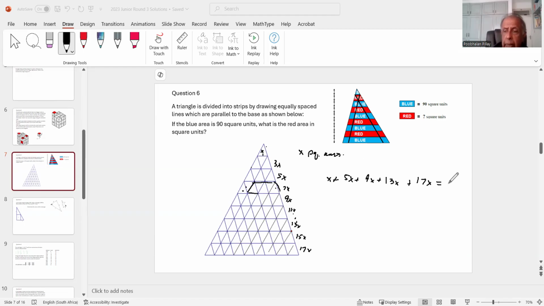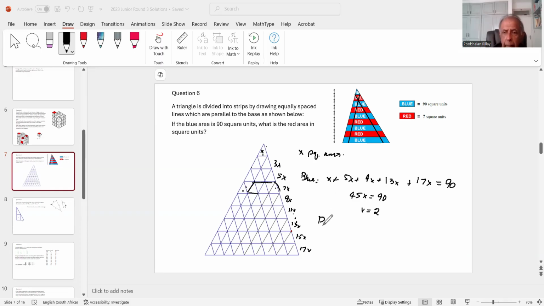Now when you add up all this, you're going to get 90, because they say the blues add up to 90. So that allows you to calculate the x, right? And you'll see that this is 45x on the left-hand side, and that gives you a very nice value for x. X is equal to 2, right? So now, these are the blues.